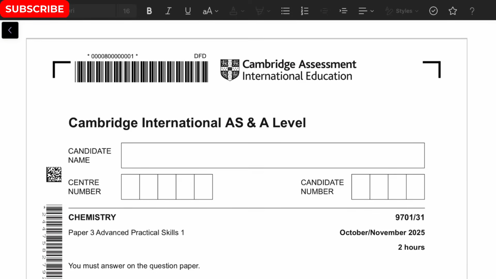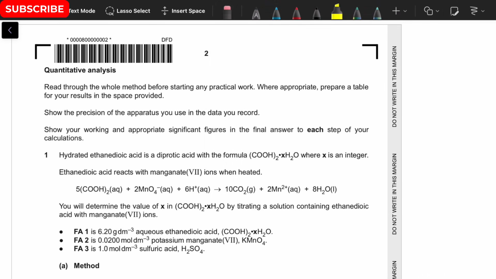Today we're going to be solving the CIE AS Chemistry 9701, October-November 2025, paper 31. We are meant to read the whole method before starting any of our practical work and to prepare a table of results where necessary. We must show the position of the apparatus used. This is through our units and our decimal places. And we should also show any working out and appropriate significant figures.